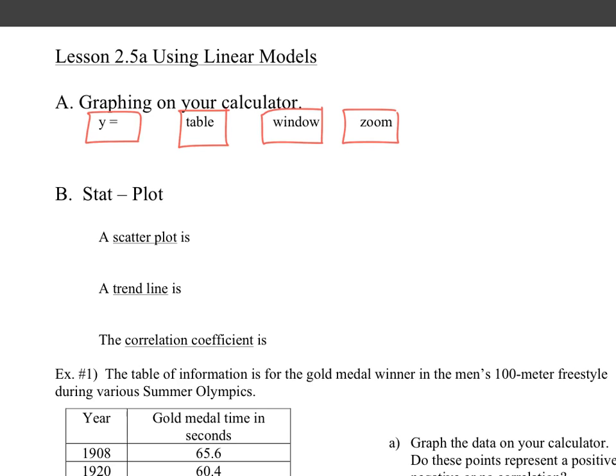There should be a Y equals button, window, table, zoom. Oh, and she didn't put graph on there, but graph is there too. Okay, so we're going to do all of those things across the top.